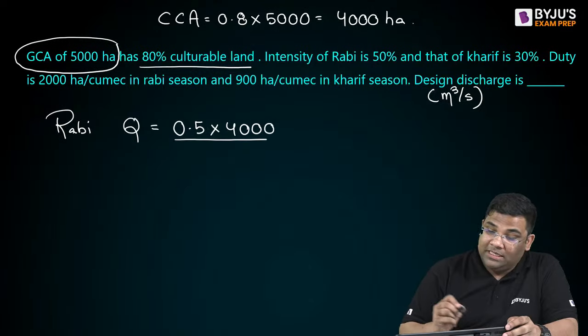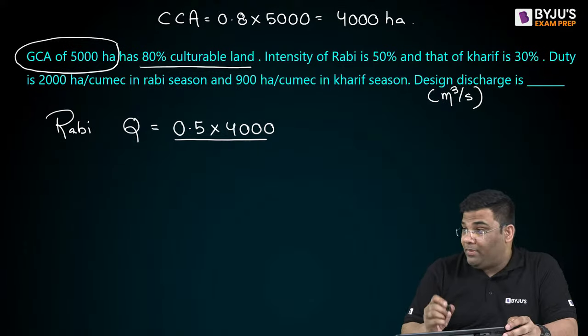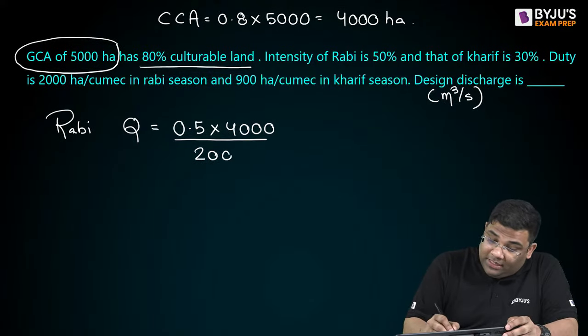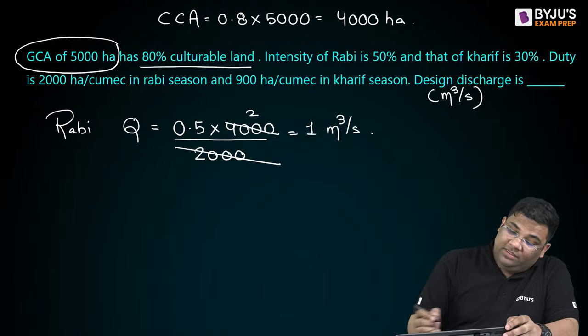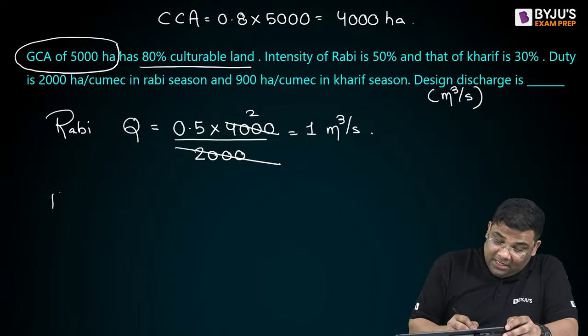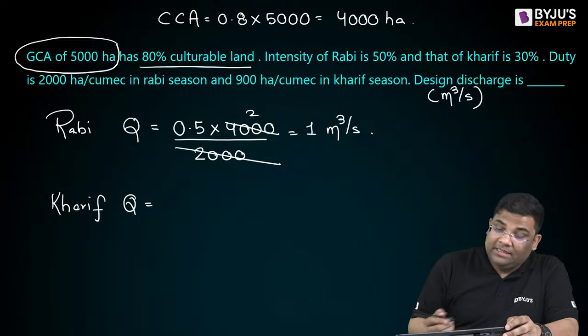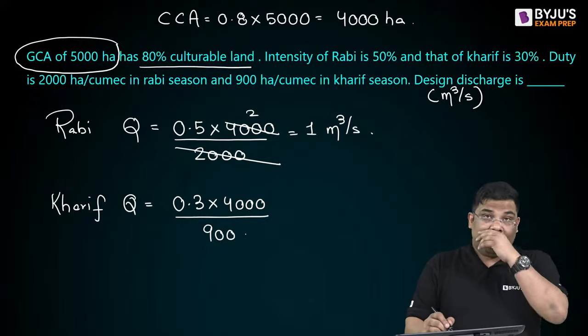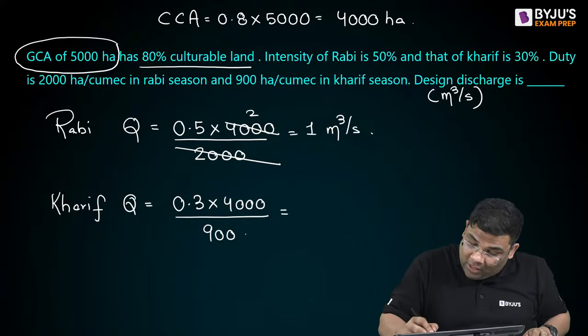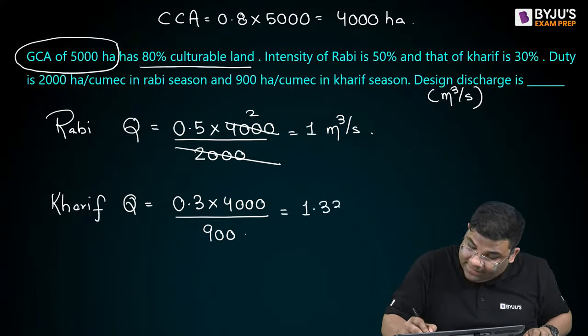Duty is given as 2000 for Rabi. So I can just use this, and I am getting 1 meter cube per second for Rabi season. Now for Kharif also I can find out. The intensity of irrigation is 0.3, so 0.3 into CCA, divided by the duty. It is given as 900. So when you solve this, you are getting 1.33 meter cube per second.